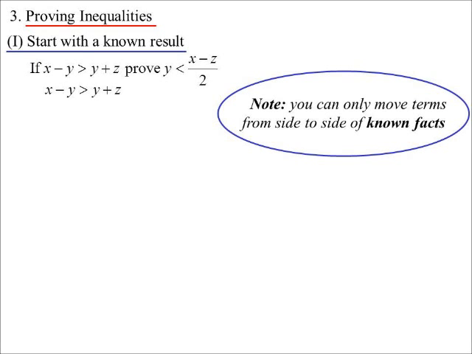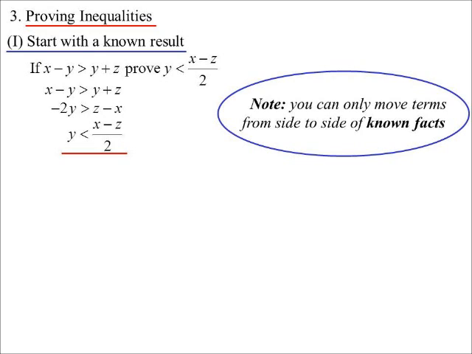So why don't I make y the subject? Let's see what happens. So minus 2y is greater than z minus x. Divide by negative 2, but if I change the sign, I change the sign. So y is less than (x minus z) on 2. That's what we're trying to prove.